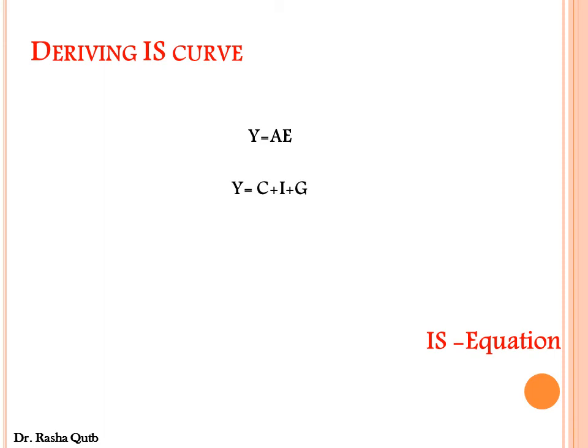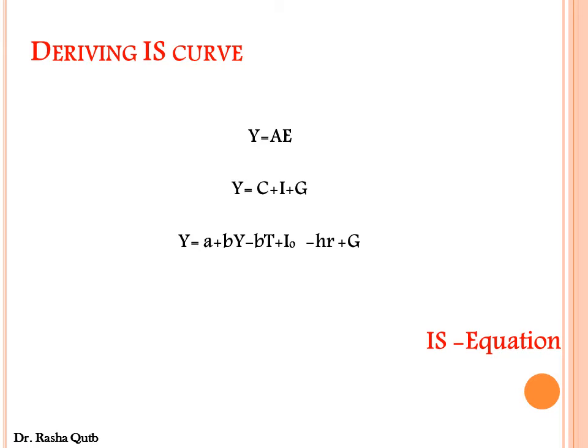Here, the national income equals aggregate expenditure. Aggregate expenditure consists of consumption, investment, and government expenditure. Here the consumption is A plus B(Y minus T), and the investment equation consists of two parts. I note, which is autonomous investment.